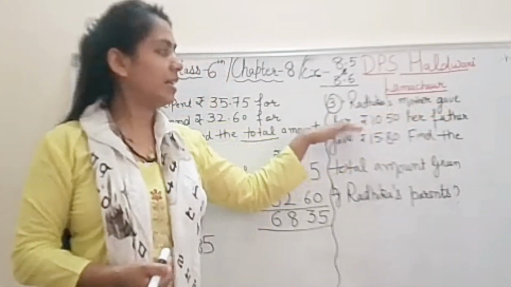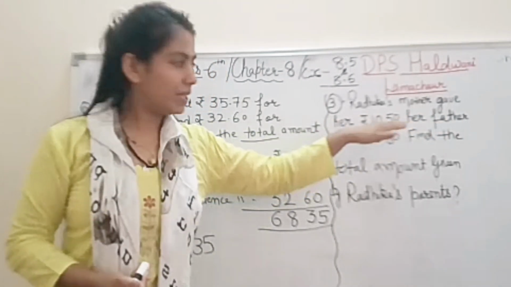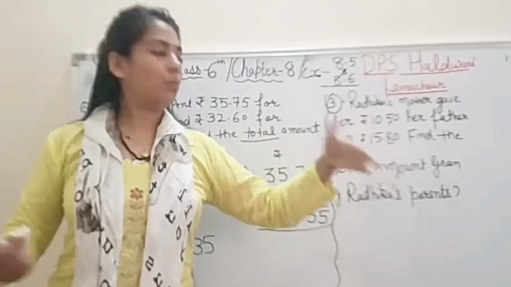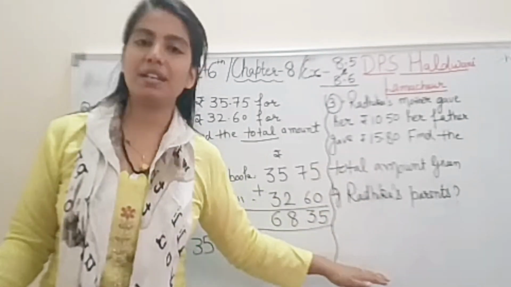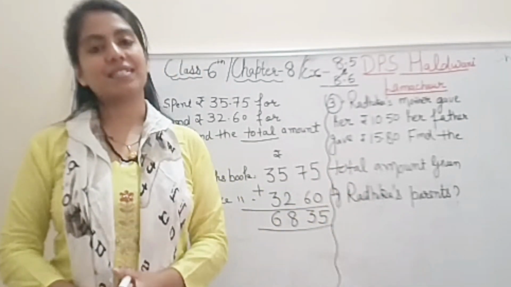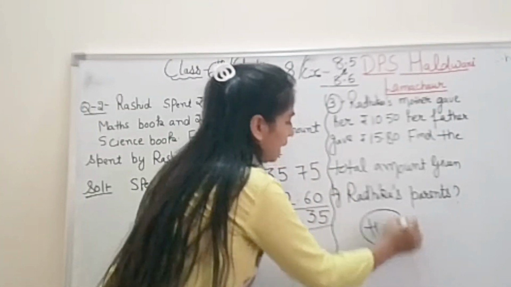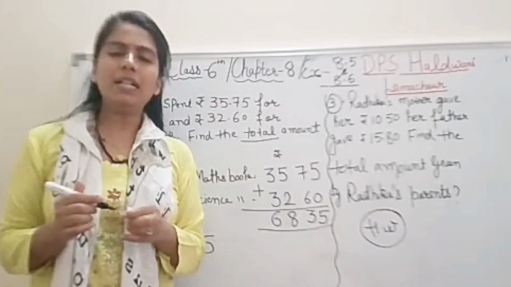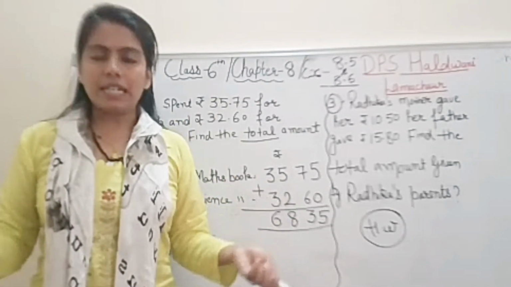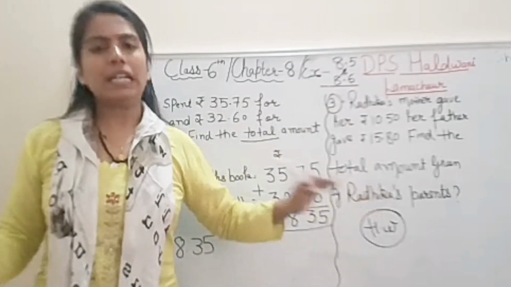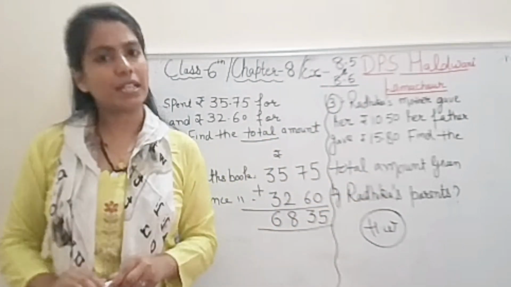Radhika's mother gave her 10.50 rupees and her father gave this many rupees. Find the total amount given by Radhika's parents. You will make this statement and simply you will get the answer. So this question is homework for you. Students, I am again telling you, questions are very simple. The statement can be different, the statement can change every time, right? But the method is just the same.